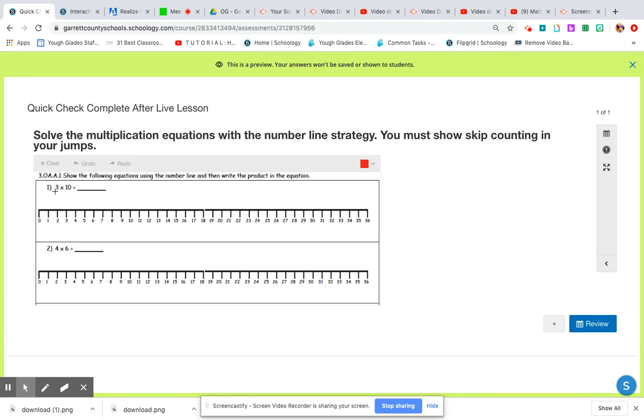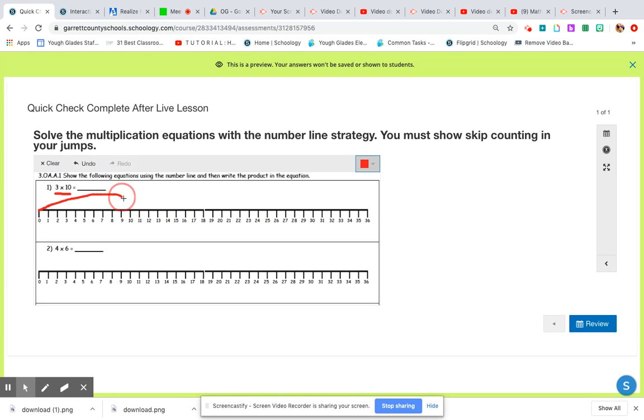So remember, in a multiplication equation, when you look at the 2 factors, the first factor tells you how many groups you have, okay? Or in this case, how many jumps. This is saying 3 jumps of 10. Because the second factor tells you how many is in each jump or in each group. So 3 jumps of 10. I'm going to do your first jump. So I need 3 jumps of 10.